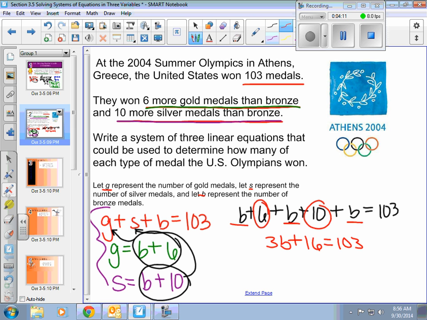And I can solve. I would subtract 16 to get 87. And then I would divide both sides by 3 to get that the bronze is equal to 29.